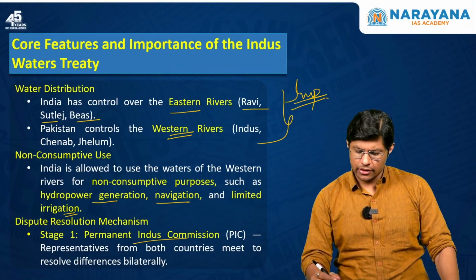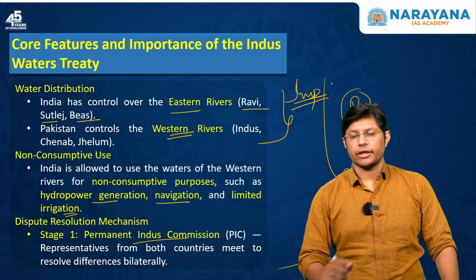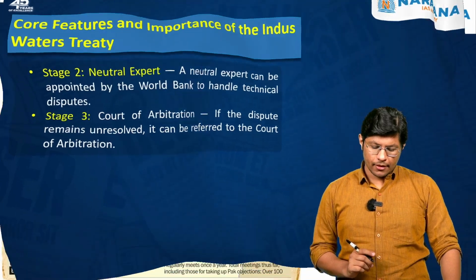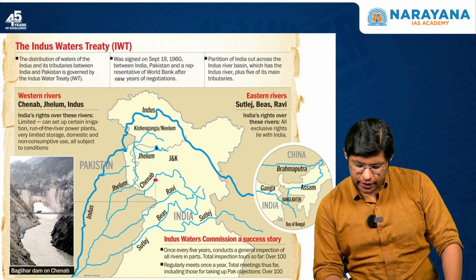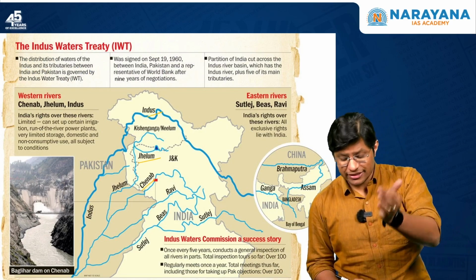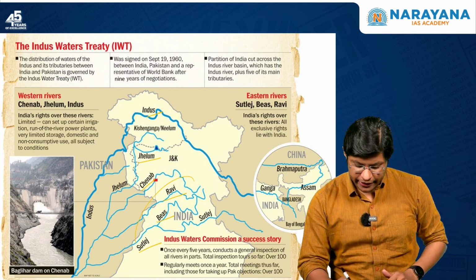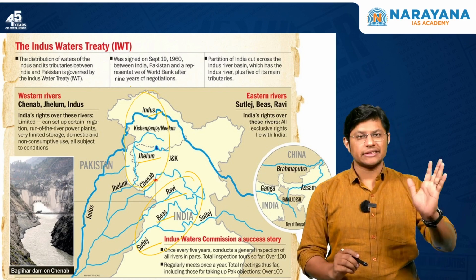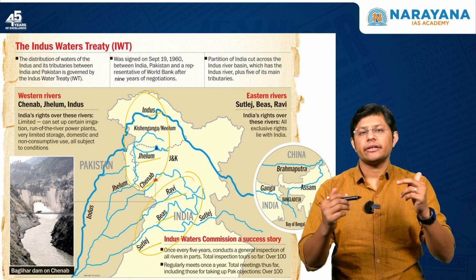So, all these points are very, very important from the prelims perspective. Now, so this is the map. If you see, this is Indus, Jhelum, Chenab and Indus. These are the western rivers. And then Ravi, Beas, Satluj. These are the eastern. These three rivers, India has full control, and Indus, Jhelum and Chenab, Pakistan has full control, right? So, if you see here, entire Indus Water Treaty is explained.